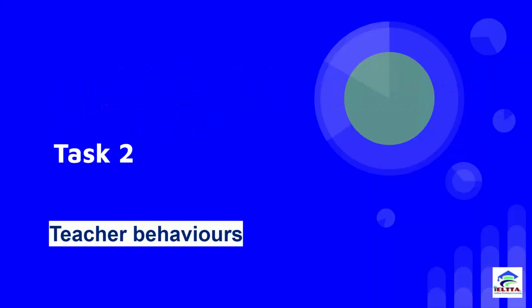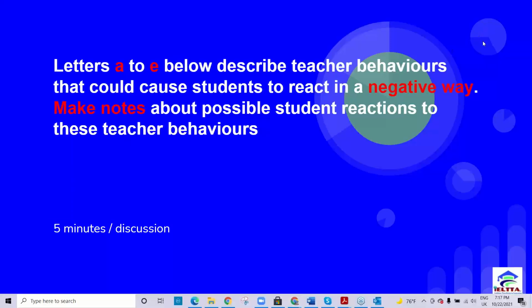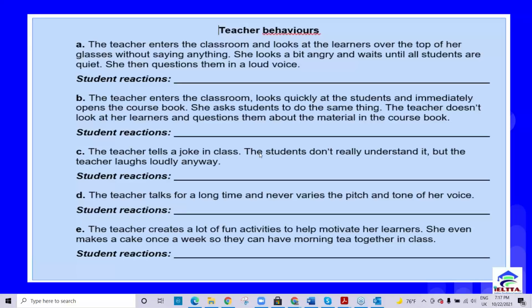Task number 2, teacher behaviors. In the coming question, letters A to E below describe teacher behaviors that could cause students to react in a negative way. I want you to make notes about possible students' reactions to these teacher behaviors. This is a list from A to E. Please read the list, and think about how the students' reaction would be in such a situation.